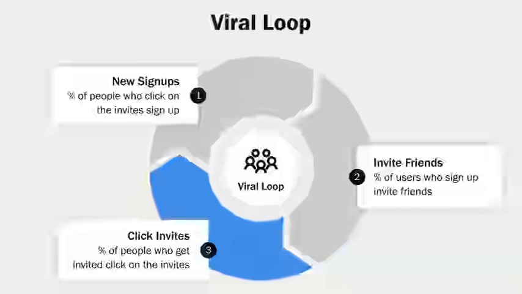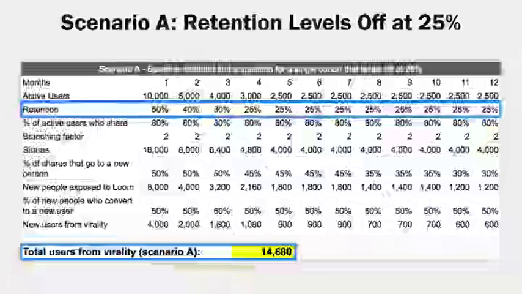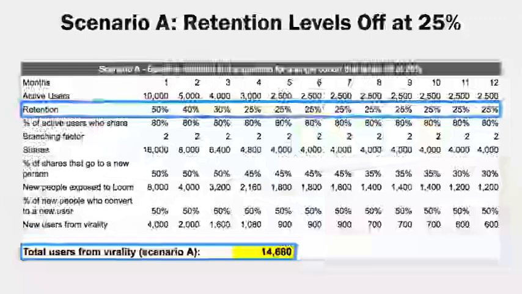So how does retention affect this viral acquisition loop? Well, let's take a look at a hypothetical scenario comparing scenario A with scenario B. In scenario A here, we have a single cohort of users going through a viral loop over 12 months. Retention levels off at about 25%. And as we play out these variables, at the end of month 12, we end up with 14,680 new users from virality.